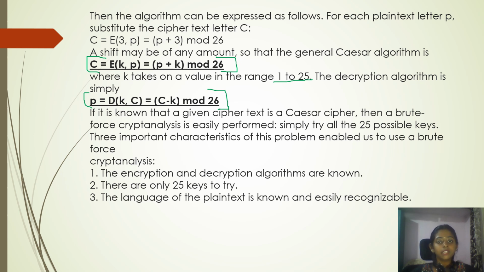If it is known that a given ciphertext is a Caesar cipher, then a brute force cryptanalysis is easily performed. Simply try all the 25 possible keys. Three important characteristics of this problem for cryptanalysis are that the encryption and decryption algorithms are known. So this is for the encryption and this is for the decryption. There are only 25 keys to try. The language of the plain text is known and easily recognizable.